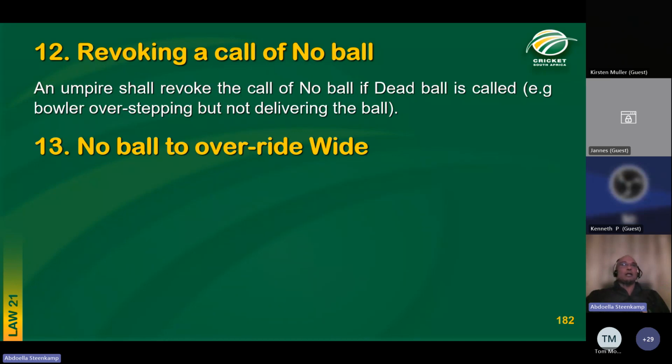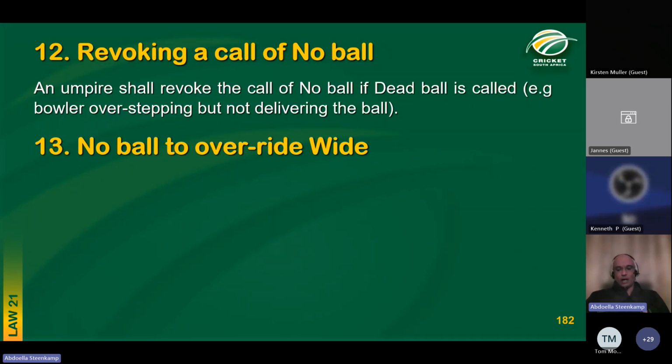So off the same delivery, if there is a call of no ball and there's a wide, let me use another example. The striker's umpire calls no ball for 3 fielders behind square on the leg side. The bowler's umpire calls wide. Let's say in a T20 game, the bowler bowled the ball on the leg side. Law tells us no ball overrides the call of wide.